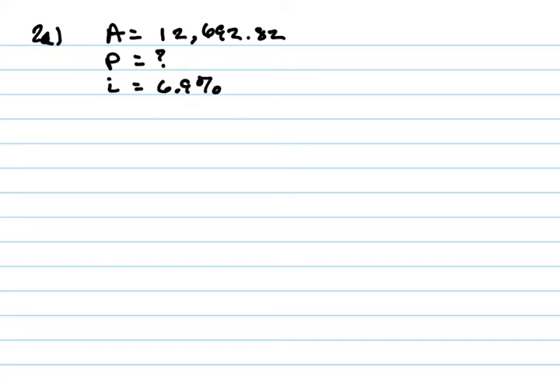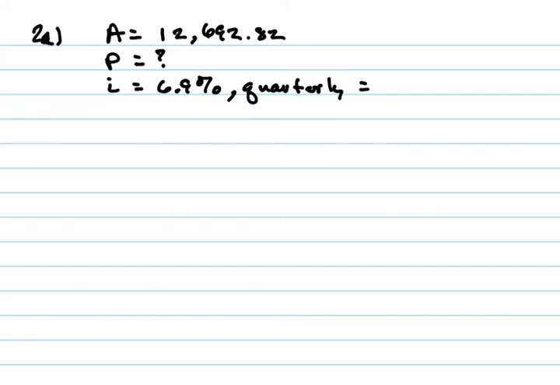So in your homework you have number 2A, and they tell you that at the end of the investment period, you now have $12,692.82. So that's the future amount at the end of the loan. Okay? How much would you have to invest to have it? So in other words, we don't know our principal amount. The interest rate is 6.9%, quarterly.